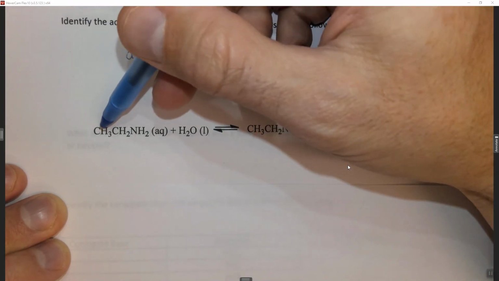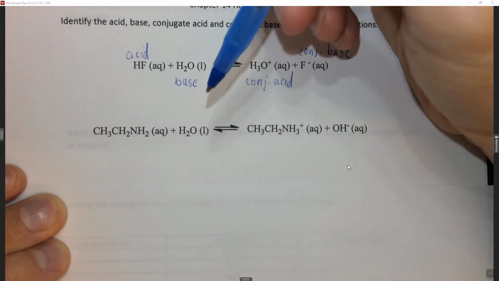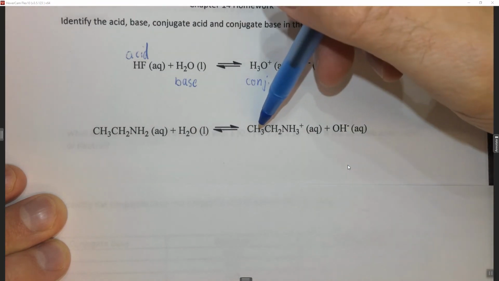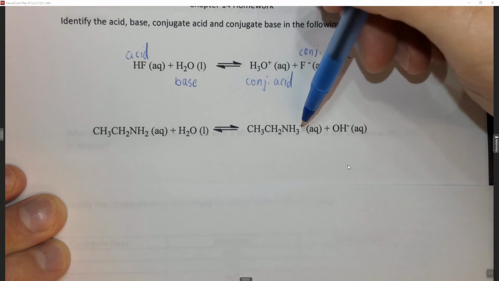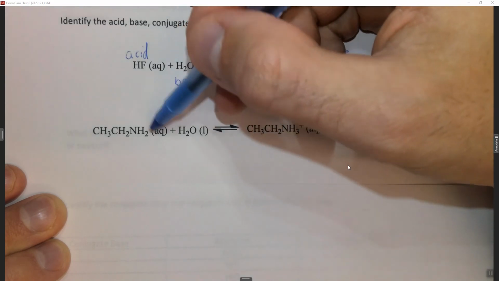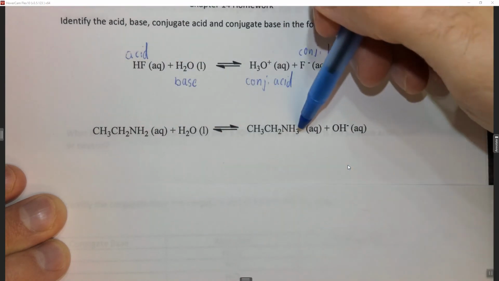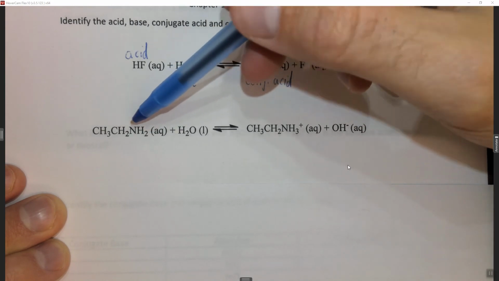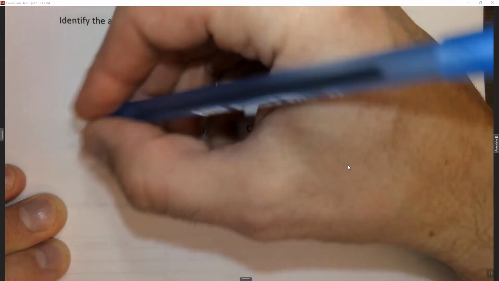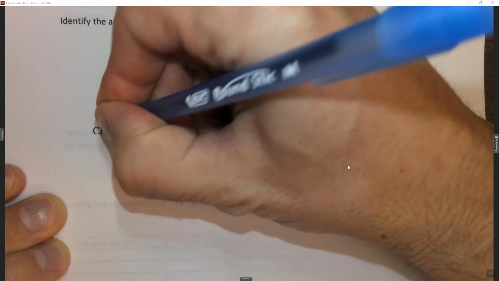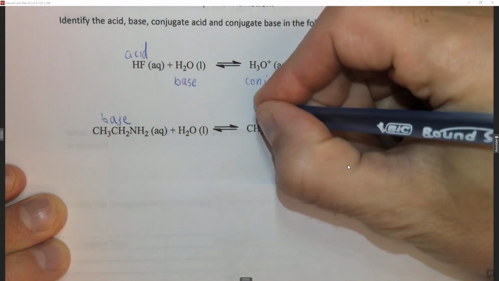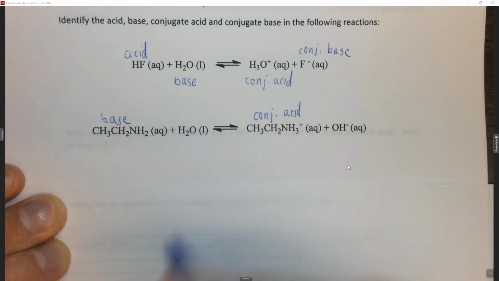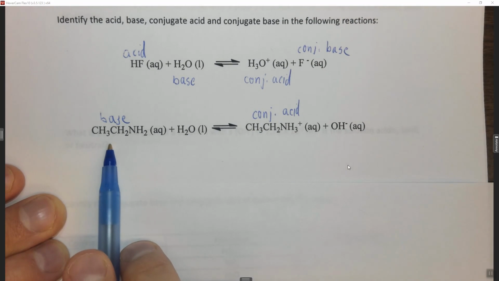We have CH3CH2NH2. This is called ethylamine, and we have it interacting with water. If you notice, at the end, we have CH3CH2NH3 plus. So this gained a proton and a plus charge because protons are positively charged. So it gained the H plus. So this acted as a base. This is the conjugate acid of the ethylamine base.